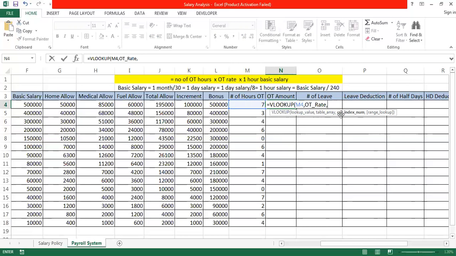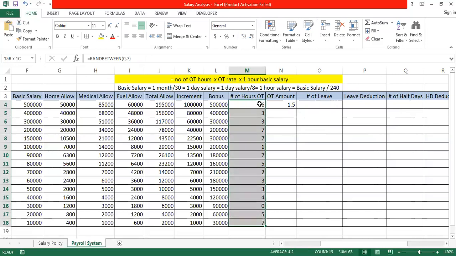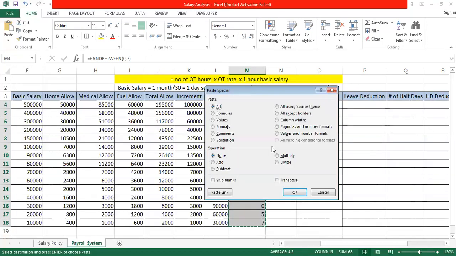So what I want to fetch is whatever is written in reference column number 2, comma, exact match 0, and now I close the bracket. You can see I have my overtime rate 1.5. I'm going to fix these values: Control C, and then paste special as values, so that again and again my values are not going to change.